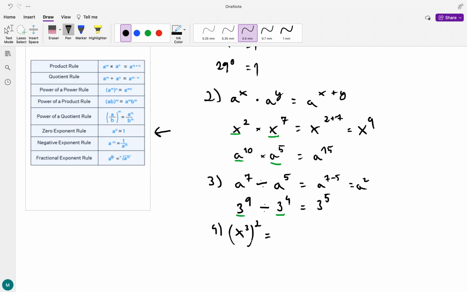Let's say x is 2. You don't have to calculate 2 to the 3 and then raise it to the second power again. You can simply say, oh, this is x to the power of 3 times 2, which is x to the power of 6. Let's do a numerical example so you can see how it works in action.